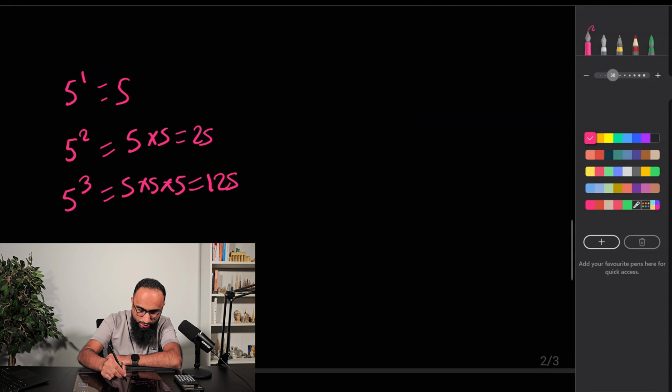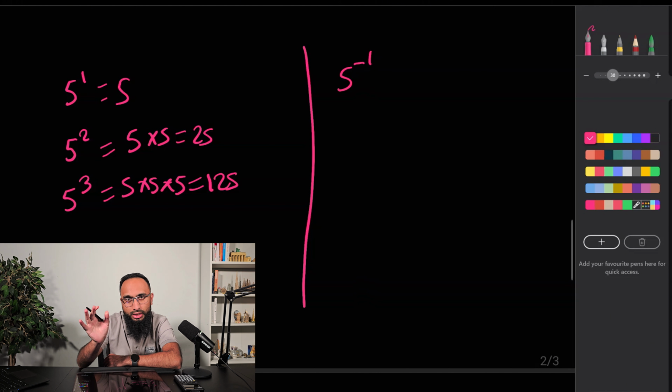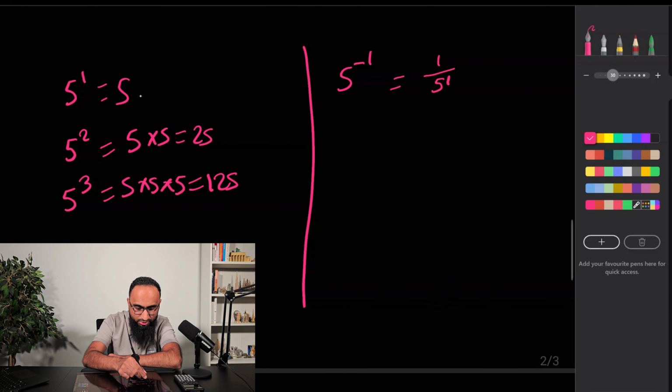Now, what becomes a bit interesting is when we look at negative numbers and fractions and so on with indices. So you can have 5 to the power of minus 1. And when you have this, anything to the power of a minus something, I'll explain the other bits shortly, but 5 to the power of minus 1 just means 1 over 5 to the power of 1. So we know 5 to the power of 1 from here is 5, so it just means 1 over 5.